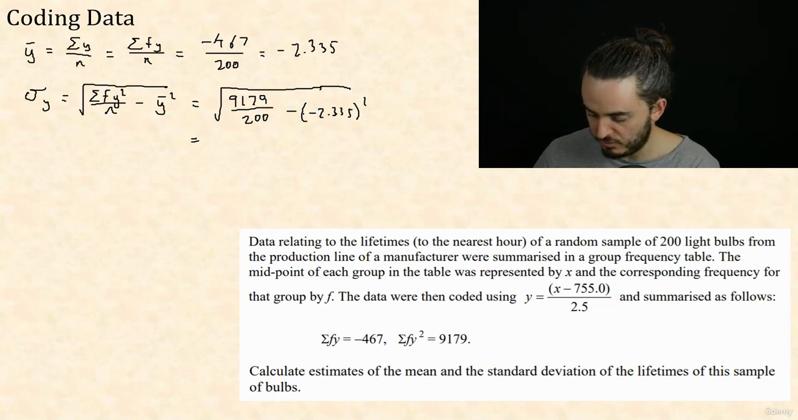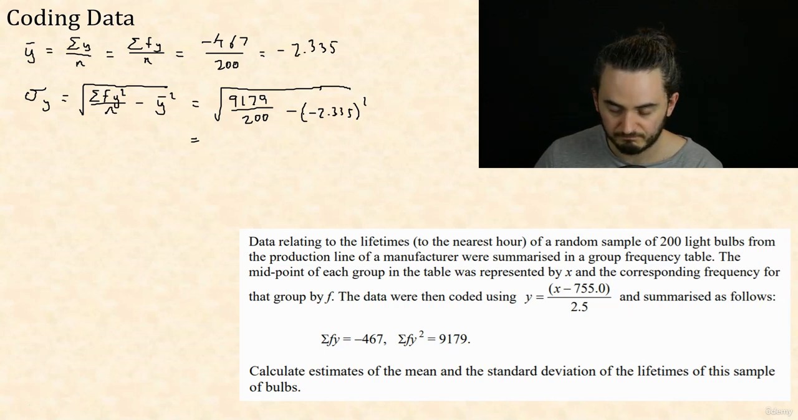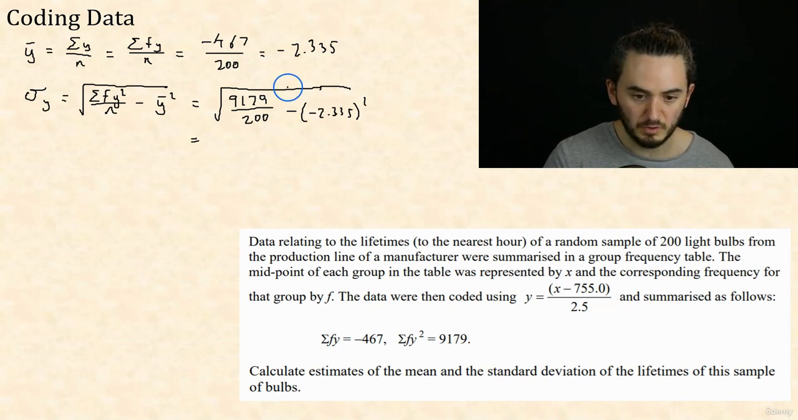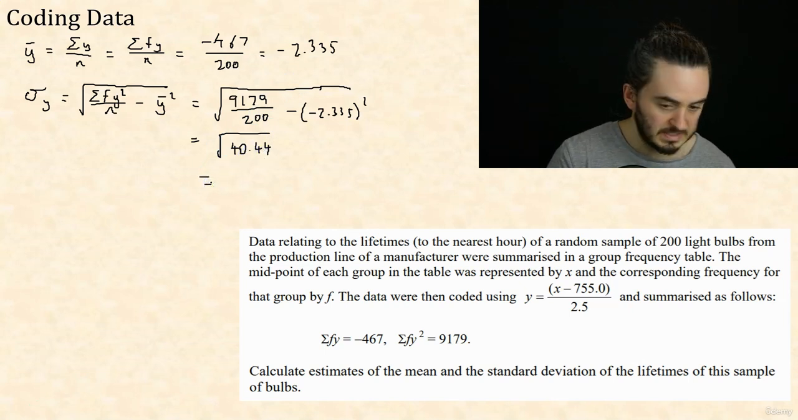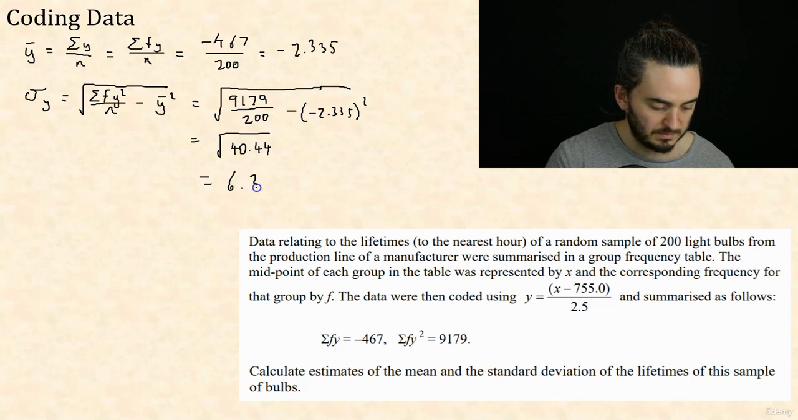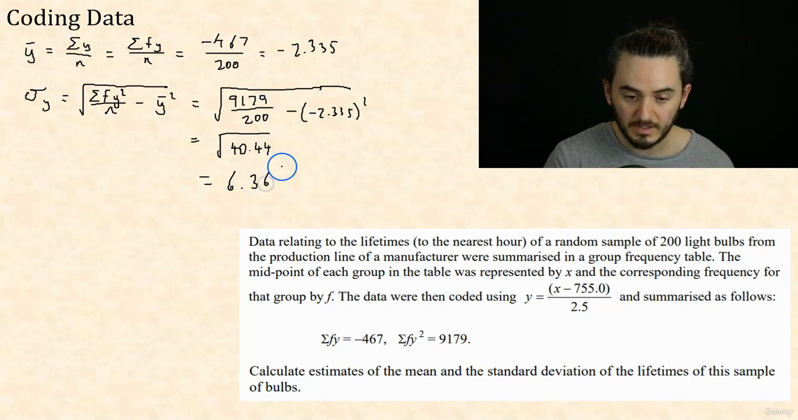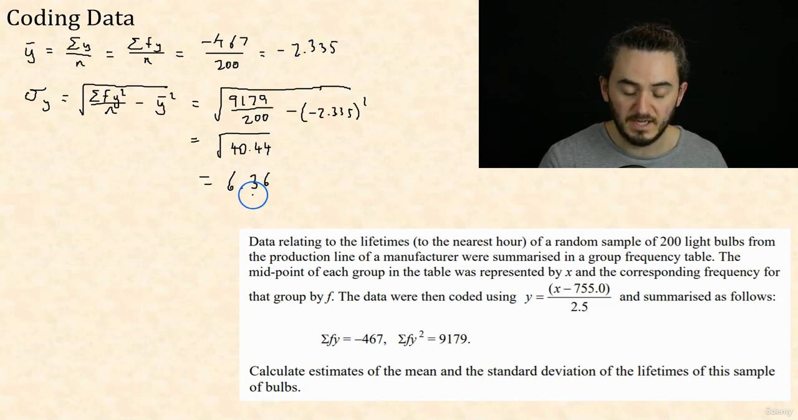All right, so 9,179 divided by 200 minus the mean, so negative 2.335 squared, and that's 40.44. So we've got the square root of 40.44, and I'll take the square root of the answer on my screen, and it's 6.36. Okay, I now have the mean of y and the standard deviation of y.